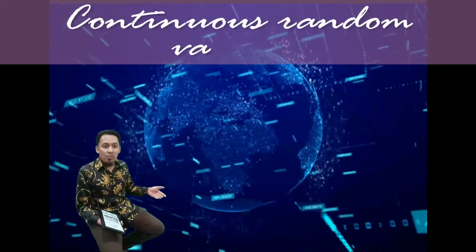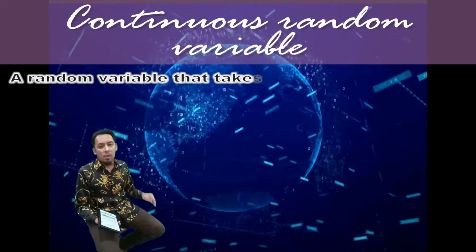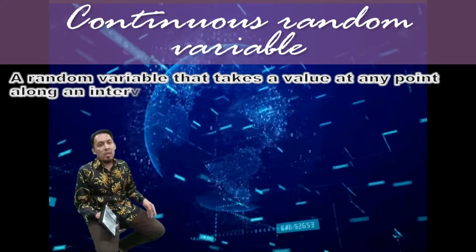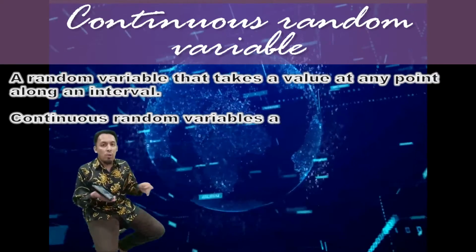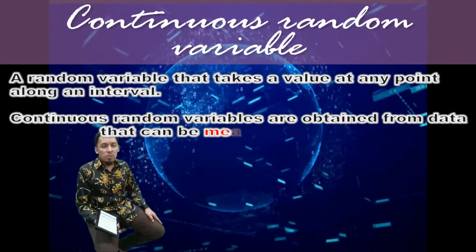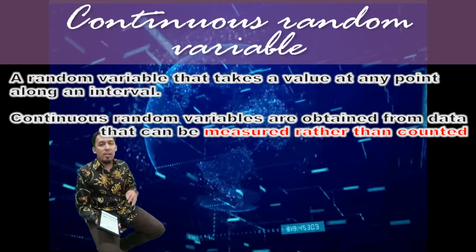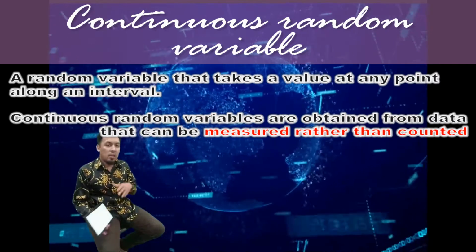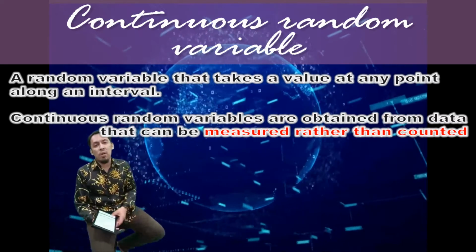As for a continuous random variable, it is a random variable that takes a value at any point along any interval. Basically we can say that from 0 to 1 or from 1 to 2, there will be a lot of values there because there are a lot of points in the middle. So continuous random variables are obtained from data that can be measured rather than counted. That is the keyword there: measured and counted. Measurement is required to determine the values of the random variable.